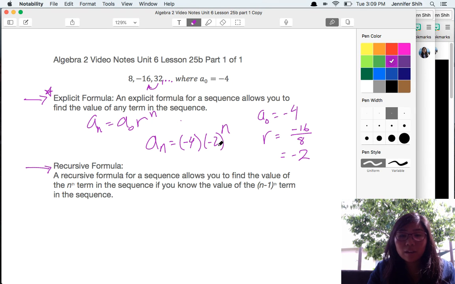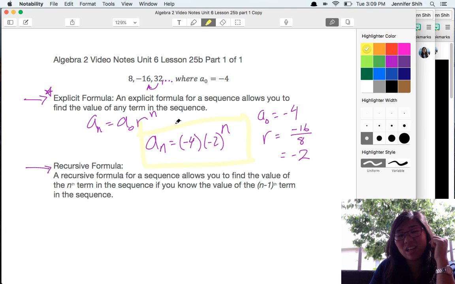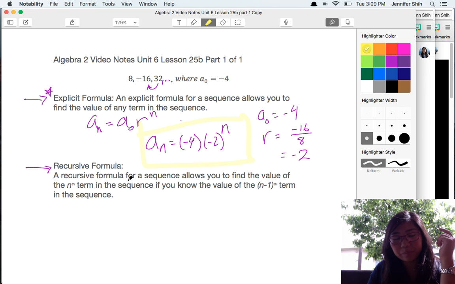Can we combine -4 and -2? No, because PEMDAS says you have to deal with the exponents before you deal with multiplication. So this is what our answer is. This is the explicit formula. But it's great, because if I asked you what a sub 12 is, you could write 12 up here, and then this whole thing would be your output, a sub n.